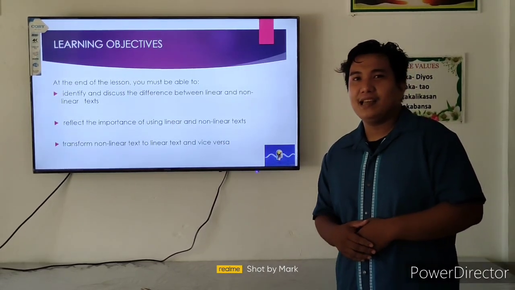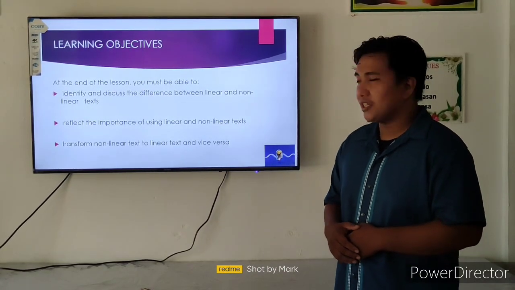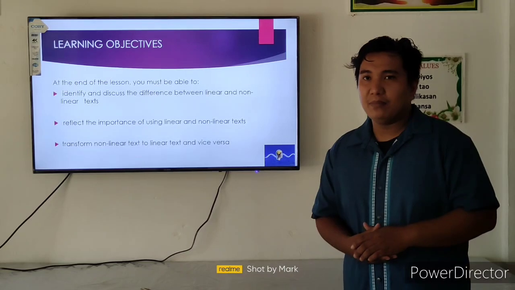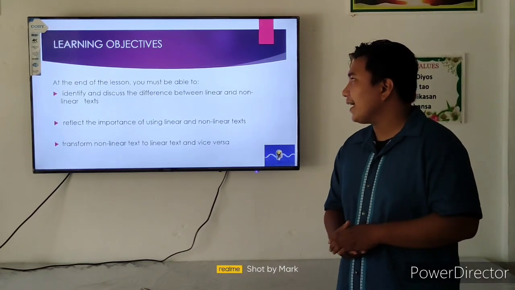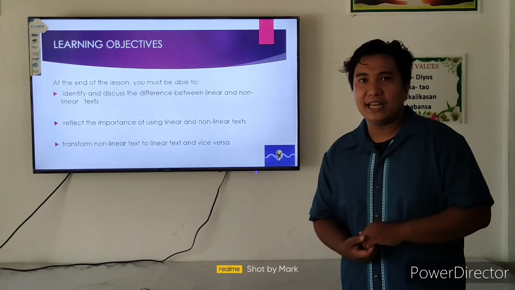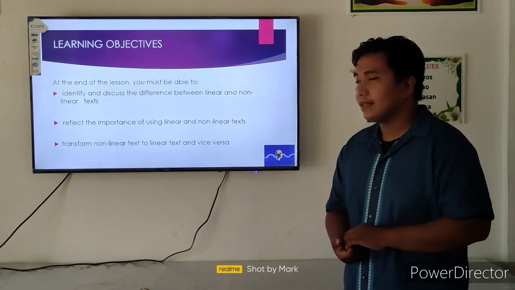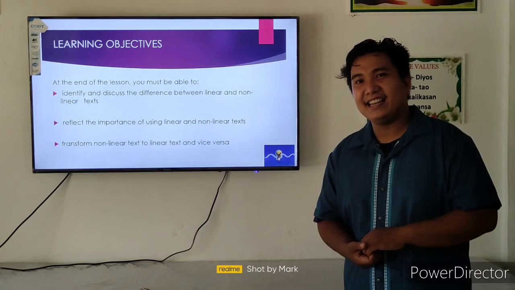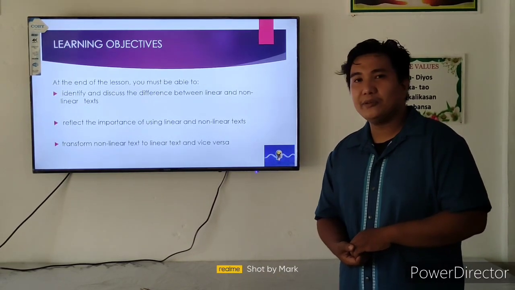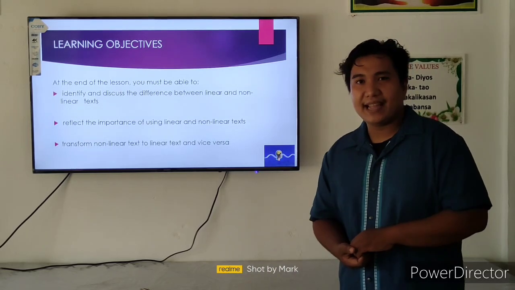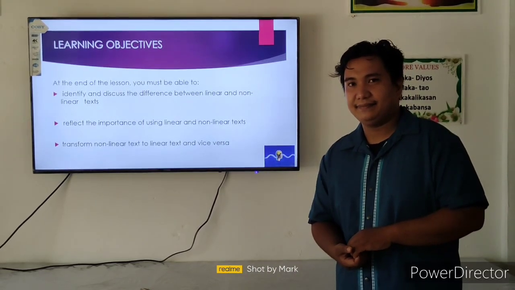Before we start, let's learn about the learning objectives. At the end of the lesson, the learners must be able to, first, identify and discuss the difference between linear and nonlinear text. Second, reflect on the importance of linear and nonlinear text. And the third one, they have to transform nonlinear to linear text and vice versa.